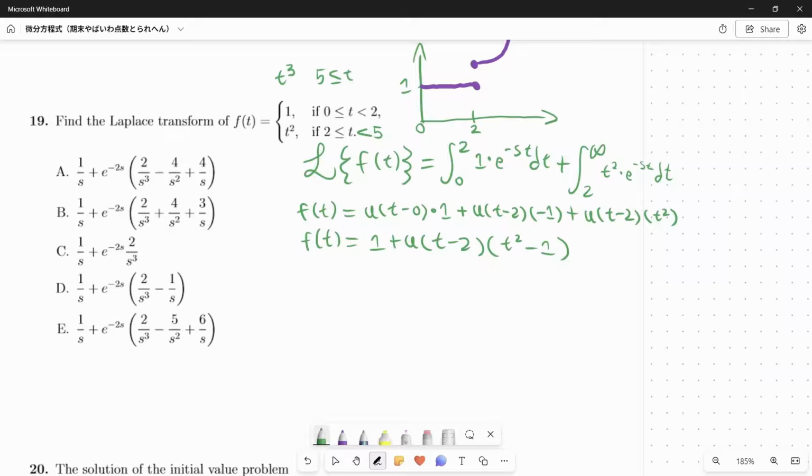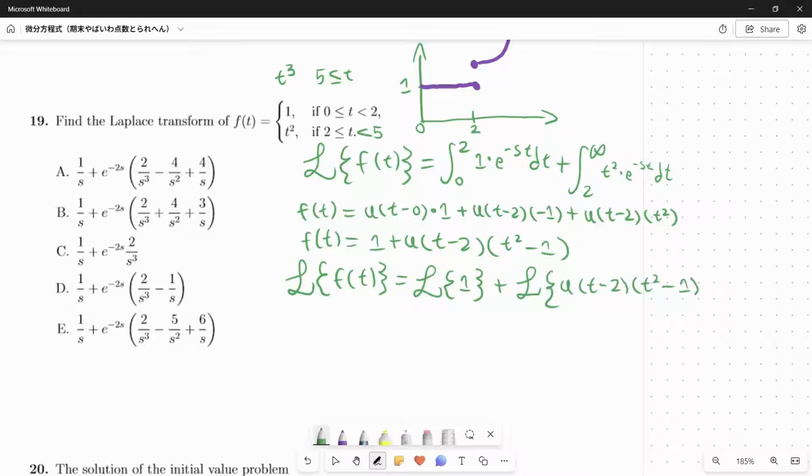And since we're dealing with a unit step function, let's write this out. We can find the Laplace transform of f of t. And since we're dealing with two terms, by linearity of Laplace transforms, we'd have to break this up into two smaller Laplace transforms. So the Laplace transform of f of t is going to be equal to the Laplace transform of 1 plus the Laplace transform of u of t minus 2 times t squared minus 1.